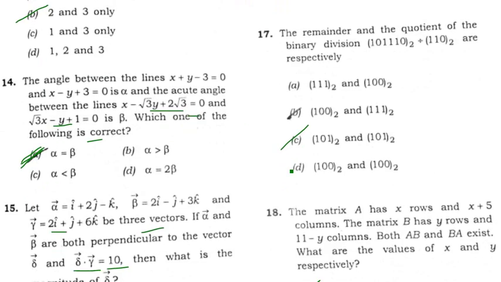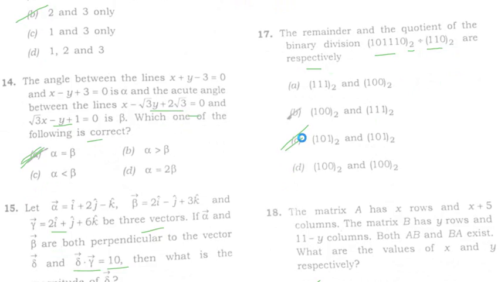The remainder and the quotient of the binary division 101110 (base 2) divided by 110 (base 2) are respectively... Solve these binary things and you will get the answer 101 base 2 and 101 base 2. Okay.